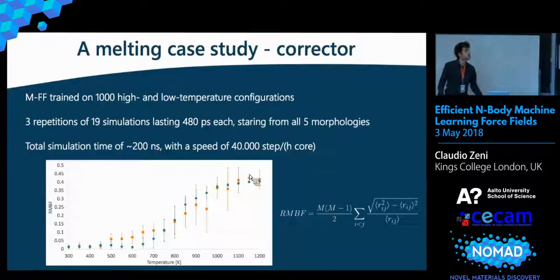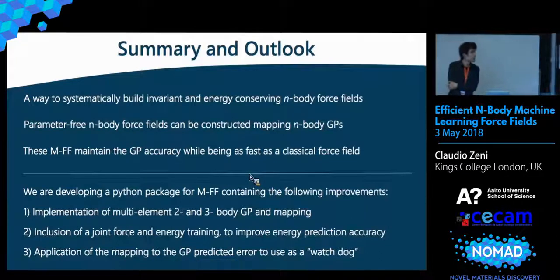So, brief summary. We presented a way to systematically build invariant and energy conserving many-body force fields, and we demonstrated that we can construct parameter-free many-body force fields using this mapping procedure. And this mapping procedure brings the GP to be almost as fast as classical force fields. We are currently developing a Python package for this, which also will contain the following improvements.